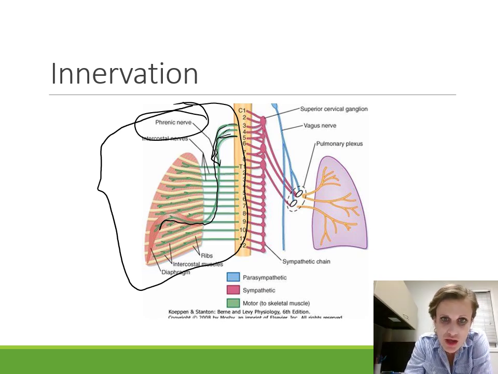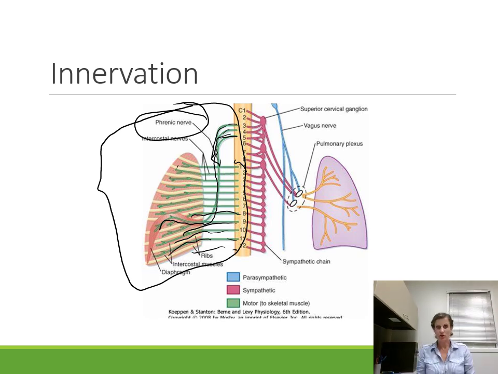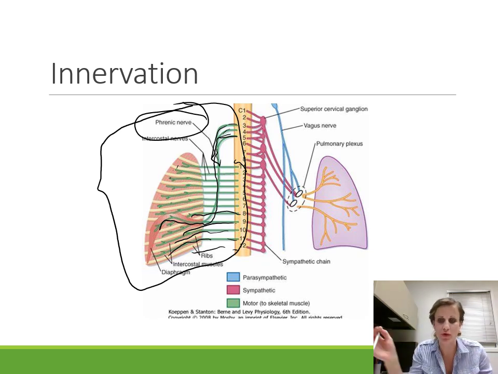Then coming through from T1 down through T11, you see your intercostal nerves, right? And then down here from T12, remember the subcostal nerve. But these intercostal nerves are innervating the muscles. In this case, we're looking at the intercostal muscles of the thoracic wall. Okay, so that's motor commands going out to the actual skeletal muscles.